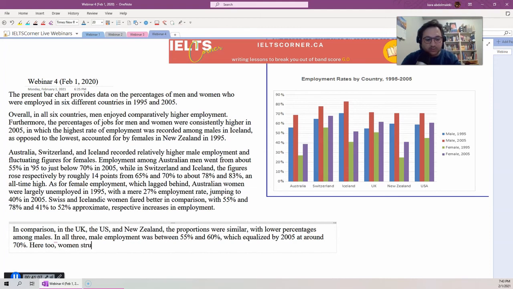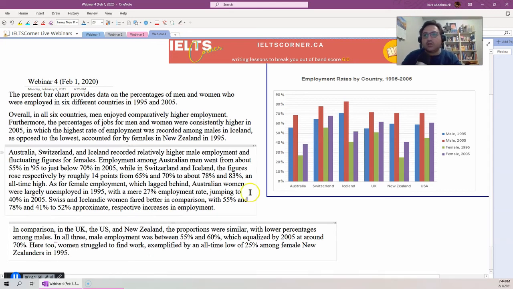Women struggled to find work, and you see here, instead of employment and all of that, or jobs, I used work, which can be used in this way. And instead of lag behind, I said struggled, right? And then exemplified by an all-time low of 25% among female New Zealanders in 1995.